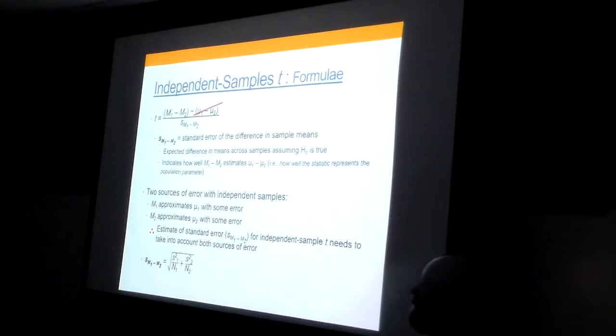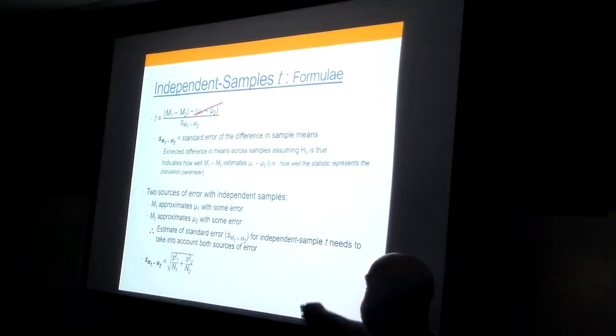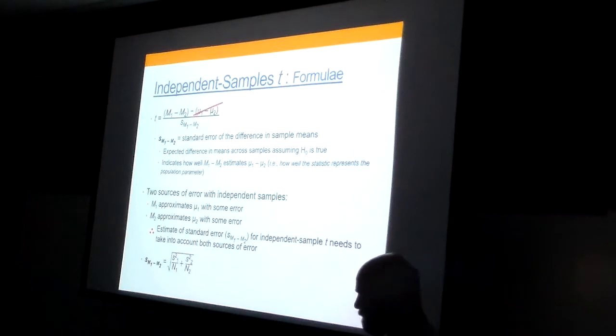And so to calculate our standard error of our difference in sample means, right? Our standard error for our independent sample t-test is going to be variance of sample 1 over the number of people in sample 1 plus variance of sample 2 over the number of people in sample 2. Okay. So you can see mathematically we've got our first source of error and our second source of error, and these two things together are going to give us our standard error of the difference in means.